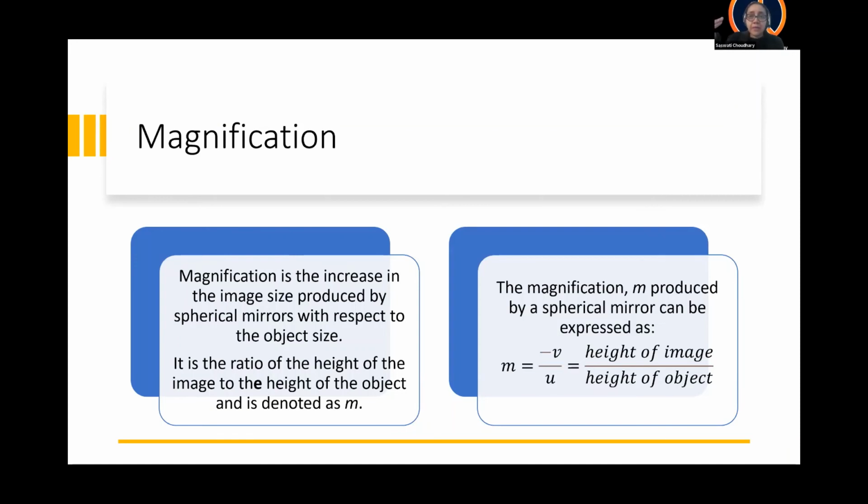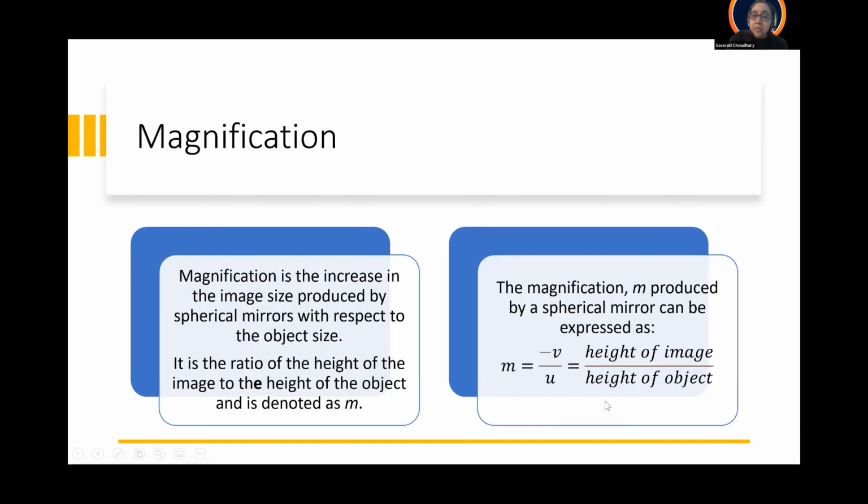So in plane mirror, the image size and the object size is same. But for spherical mirror, either you get the diminished image or you get an enlarged image, or you get the same size image if you put the object at the center of curvature for concave mirror. So there may be a change in size of the object for spherical mirror, and hence the term magnification is introduced.